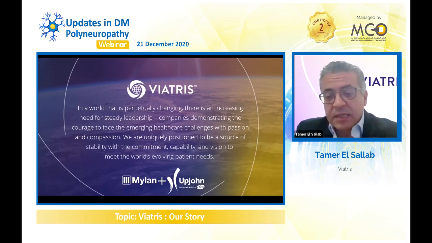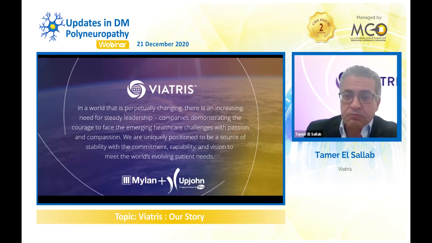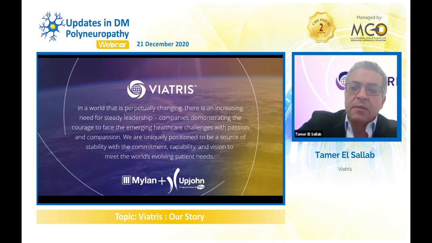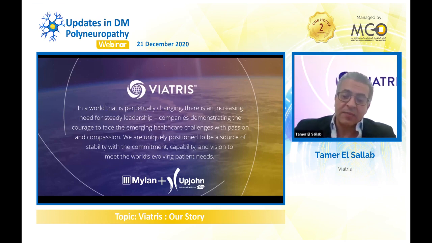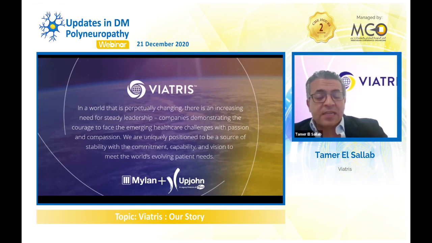Viatris was created in November 2020, from a combination of Mylan and Upjohn, which is a division of Pfizer. We bring together best-in-class manufacturing capabilities, commercial capabilities, and distribution, where we want, at the end of the day, to improve, as I mentioned at the beginning, patients' lives. Let's take a minute together to watch a video about Viatris and the creation of Viatris.